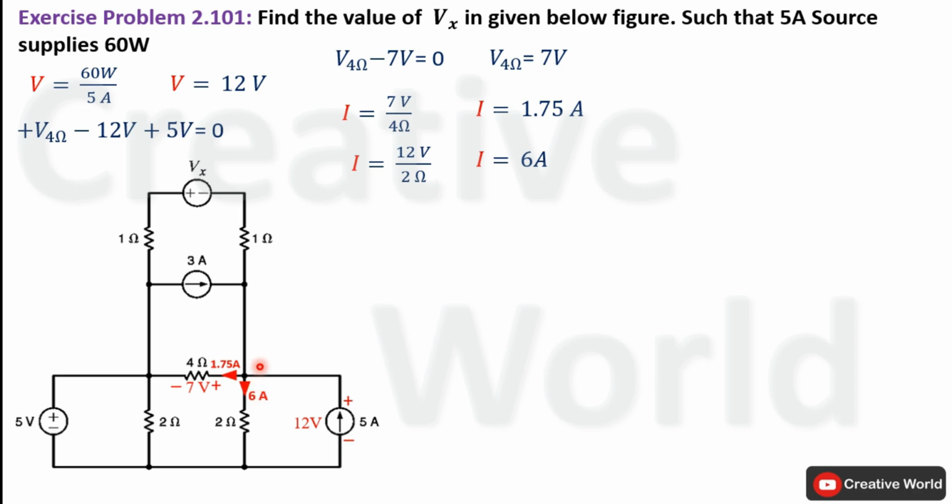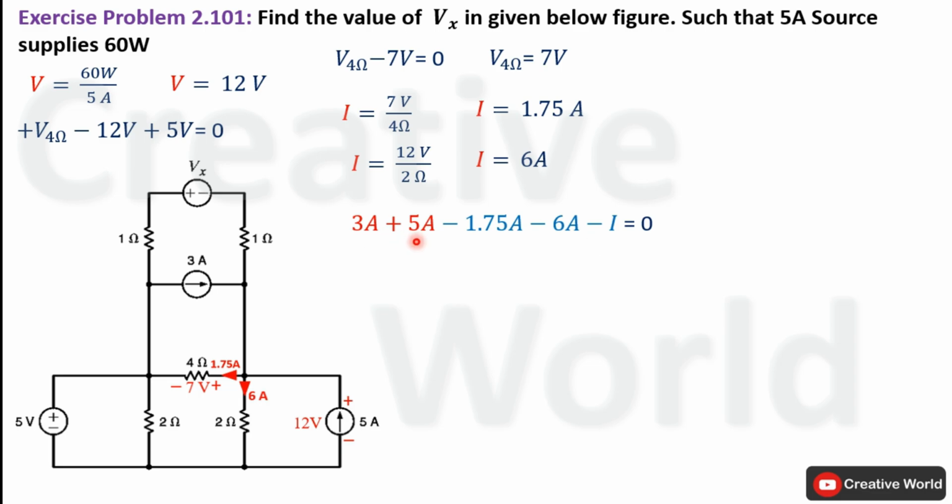Now we will apply Kirchhoff's current law on this node to calculate current through this branch. On this node, two currents are entering, one is 3 ampere and the other one is 5 ampere. Both currents are entering towards this node, so both are taken with positive sign. While two currents are leaving, one is 1.75 ampere and the other one is 6 ampere, and both are taken with negative sign. We are assuming current I is flowing through this branch and it is leaving from this node, so it will also be taken with negative sign.